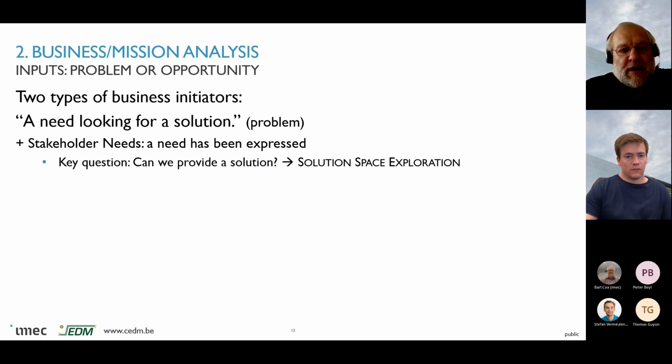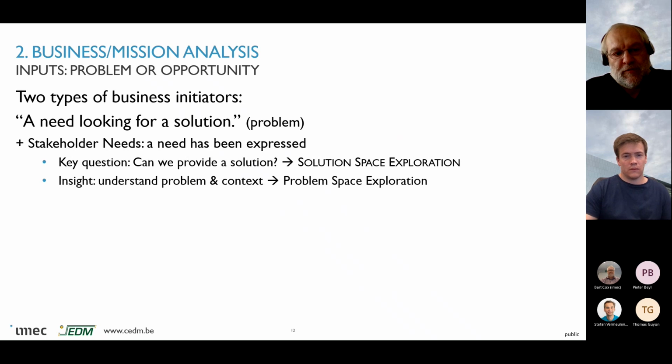The key question we need to answer here is, can we provide a solution for that need? And that's the solution space exploration we have to perform. But that is not sufficient. We have to further establish and better understand the problem, the context of that need, and that's the problem space exploration.